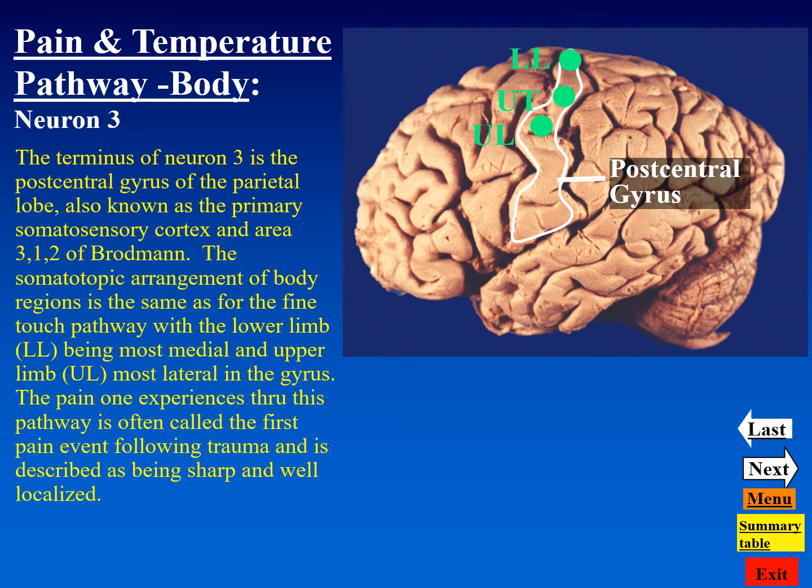So here we see the termination sites of the pain and temperature pathway in the postcentral gyrus, somatotopically distributed. And this is where one senses first pain, a first pain event following a traumatic injury. And this pain is often described as being very sharp and well localized.